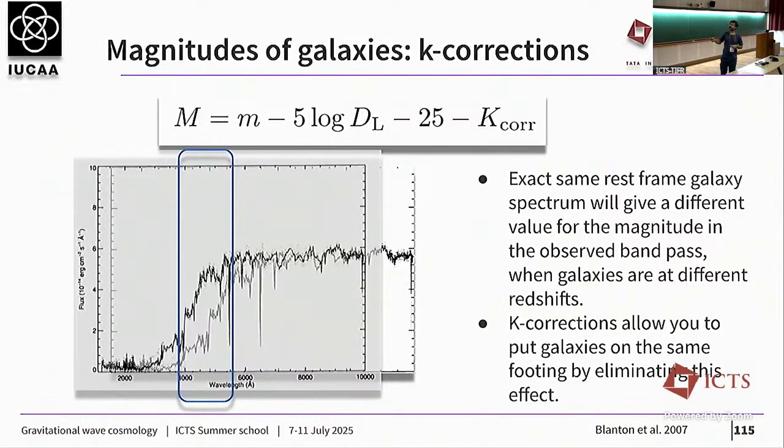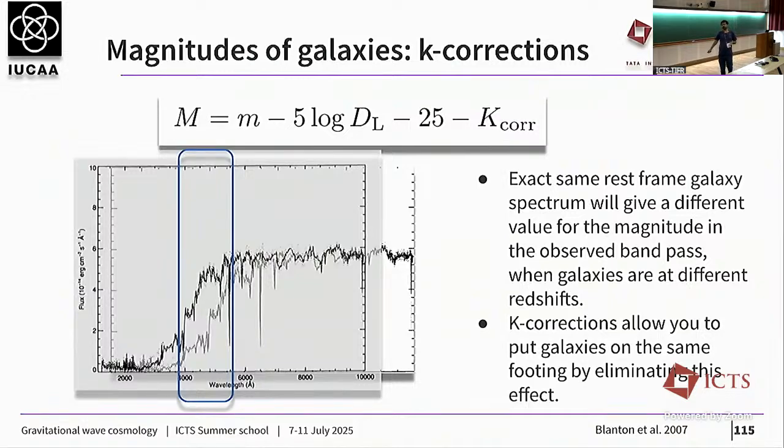And then based on that spectrum that you have pieced together, you can figure out what should be the rest frame flux that you will get for this galaxy at a higher redshift. Okay? And that is what this K correction does. So what this allows you to do is to put all of the galaxies on the same footing.